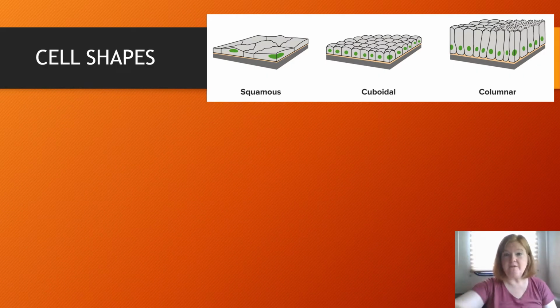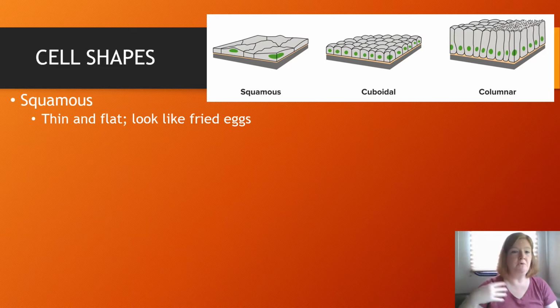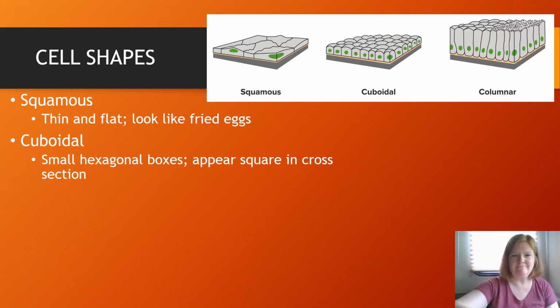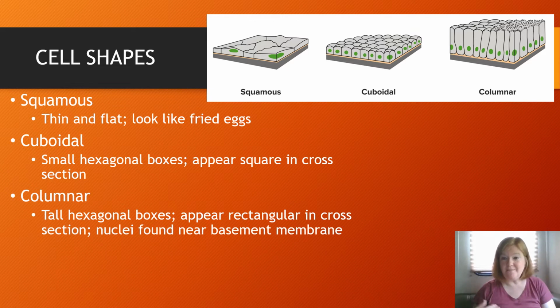Here we go. Cell shapes. Squamous, thin and flat, kind of look like fried eggs. Cuboidal, kind of looks like a cube, right? So small hexagonal boxes. In cross section, they're going to look like boxes, like squares. Columnar, like a column, tall hexagonal boxes, and they appear rectangular in cross section. Interestingly, the nuclei are found near the basement membrane, so they're going to be closer to the basement membrane. In cuboidal cells, the nucleus is roughly in the center.